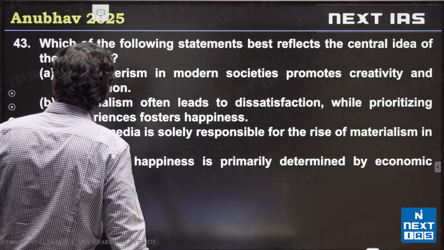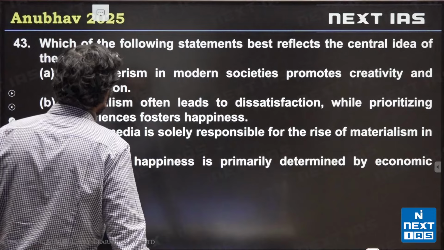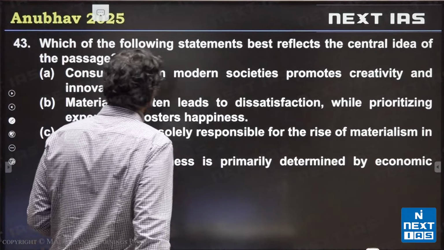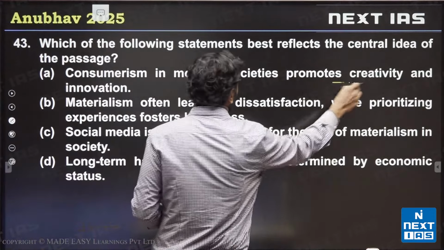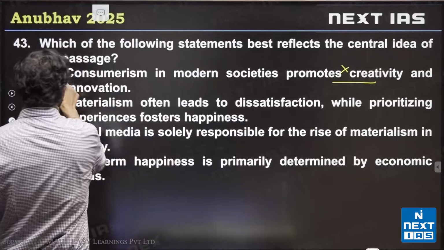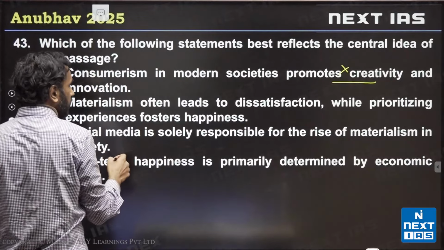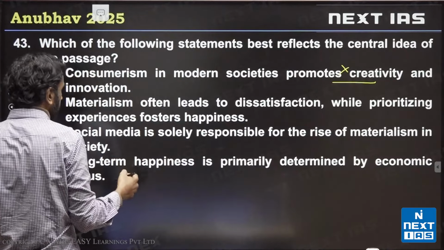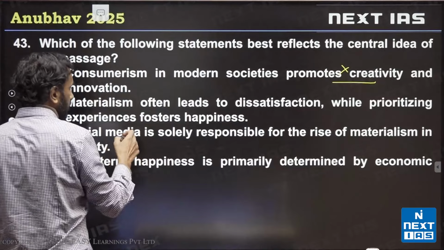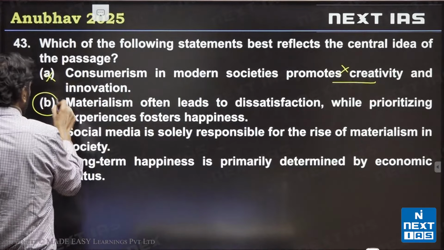Yes, this is sheet C, question 43. Which of the following statements best reflects the central idea? Let's look at A. Consumerism promotes creativity, innovation, invalid. B says materialism often leads to dissatisfaction while prioritizing experience fosters happiness. B could be the right answer.